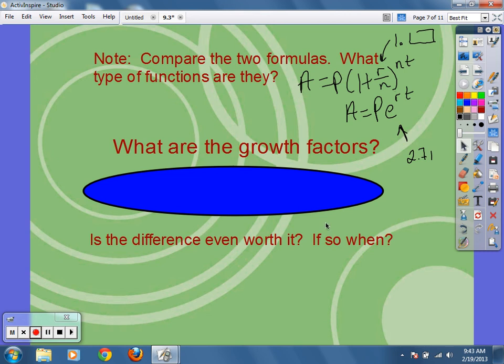Why would institutions ever continuously compound? Okay, well, this is the reason why. Let's talk about daily compounding. A is P times 1 plus r over 365 to the 365.